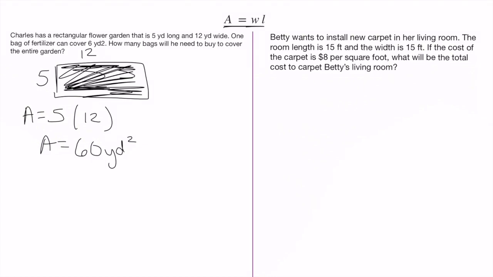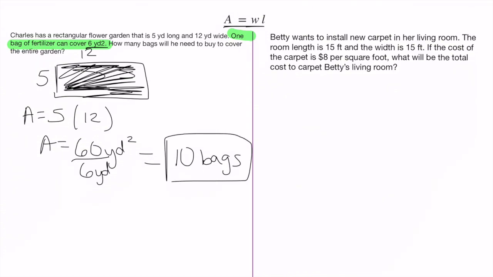So then it goes on to say, one bag of fertilizer can cover 6 yards. So we need to know how many bags. To figure out how many, we need to divide by 6, which will give us 10 bags. Because one bag will cover 6 yards. So 6 yards, we can do that 10 times to give us the full length. So we need 10 bags of fertilizer.